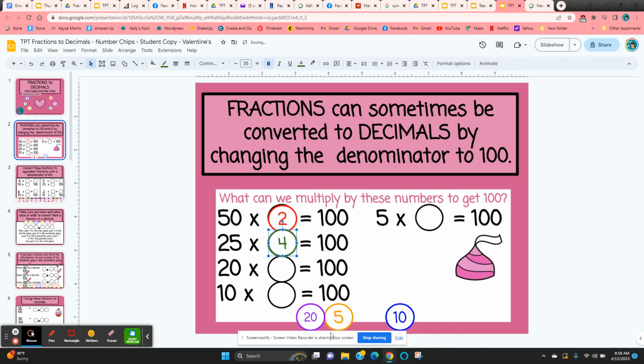So on every slide, they will use every number chip. And that way, if they get to the end of a slide and the numbers aren't working, they know they've made an error and they need to go back and check again.